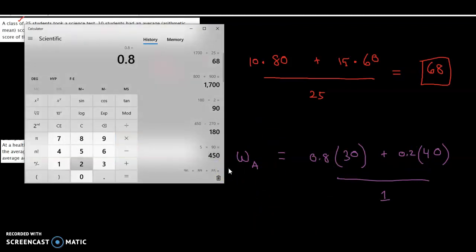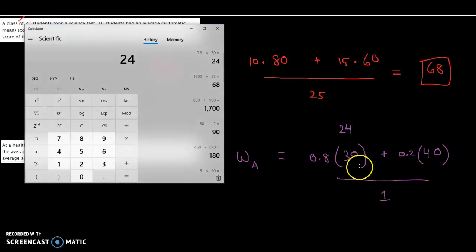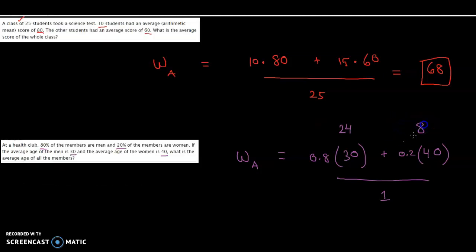0.8 times 30 is equal to 24. Okay, and then for the other one, 0.2 times 40 is equal to 8. Add those together, 24 plus 8 gets us to 32. And then, 32 divided by 1, well, that's just 32. So our weighted average of these two different groups is 32. Okay, that's it. All right, last one.